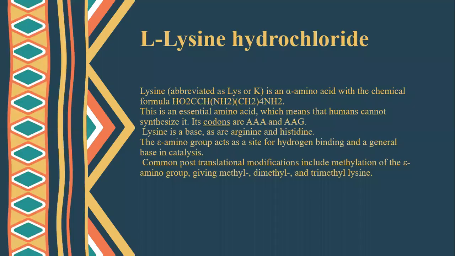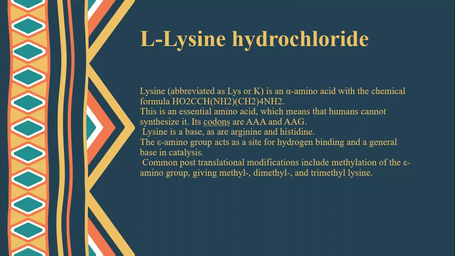What is lysine hydrochloride? It is an amino acid with the chemical formula given in the first line. This is an essential amino acid, which means that humans cannot synthesize it. It is encoded by codons, which means there are 3 nucleotides arranged in the DNA or RNA. Here are examples: AAA and AAG, meaning adenine and adenine and adenine, or adenine, adenine, and guanine. Lysine is a base, as are arginine and histidine.